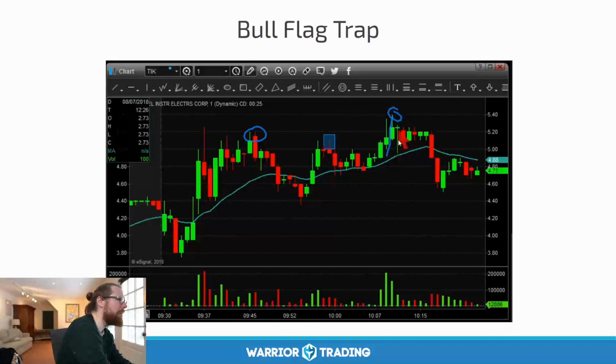It did a topping tail, immediately reverses back to 5, pops up for a second, breaks back below 5, and again, that's another opportunity to be short. Below 5, stop at 5.20. So in that case, maybe a little bit of a bigger stop.